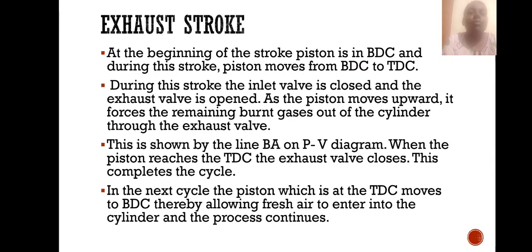Exhaust stroke. At the beginning of the stroke, the piston is in the BDC, and during this stroke, the piston moves from BDC to TDC. During this stroke, the inlet valve is closed and the exhaust valve is open. As the piston moves upward, it forces the remaining burned gas out of the cylinder through the exhaust valve. This is shown by the line BA on the PV diagram. When the piston reaches the TDC, the exhaust valve closes and this completes the cycle. In the next cycle, the piston, which is at the TDC, moves towards the BDC, thereby allowing the fresh air to enter the cylinder, and the process again continues.